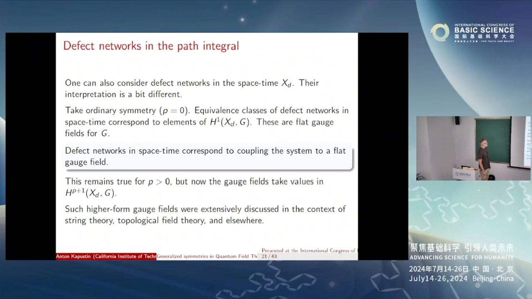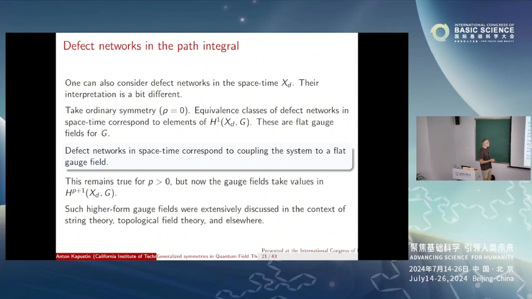Now, so far we've considered only defect networks in space, but you can also consider them in spacetime. So far, my defect networks were all attached to some fixed time slice. But you can also consider them just in spacetime. Their interpretation is different. Take an ordinary symmetry. In this case, equivalence classes of defect networks, the same way as before, correspond now to elements of degree 1. Why 1? Well, because now they have codimension 1 in spacetime, right? So you replace space with spacetime, and instead of 0, put 1, because in space they have codimension 0, but in spacetime they have codimension 1.